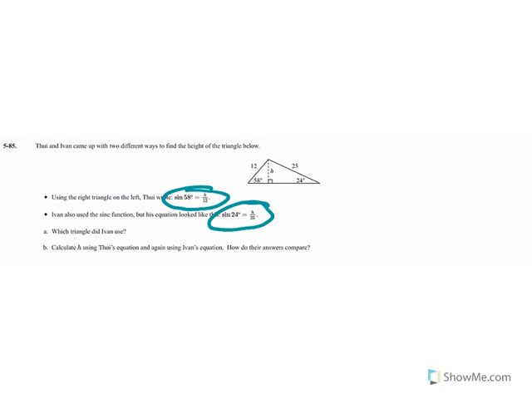So it says, which triangle did Ivan use? The one with 58 degrees or the one with 24? I'm going to use the one with 58 degrees, right? Calculate h using Tui's equation, and again using Ivan's equation. How do their answers compare?